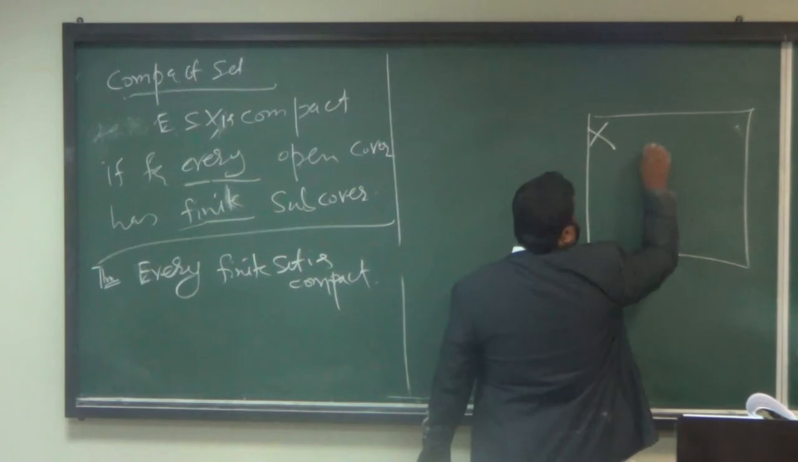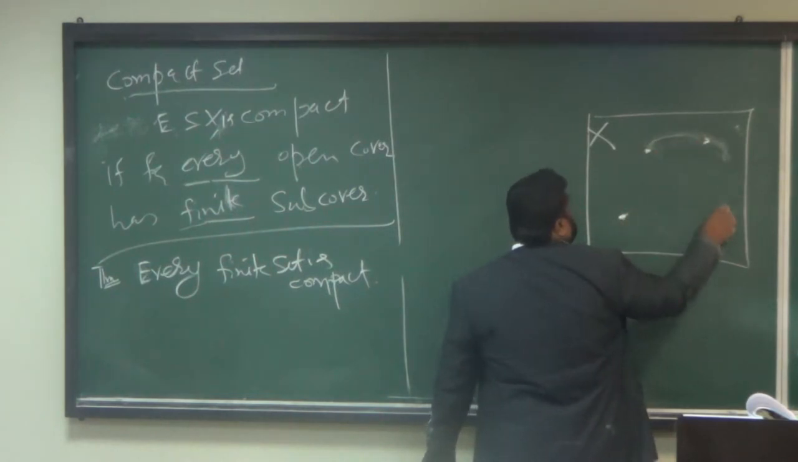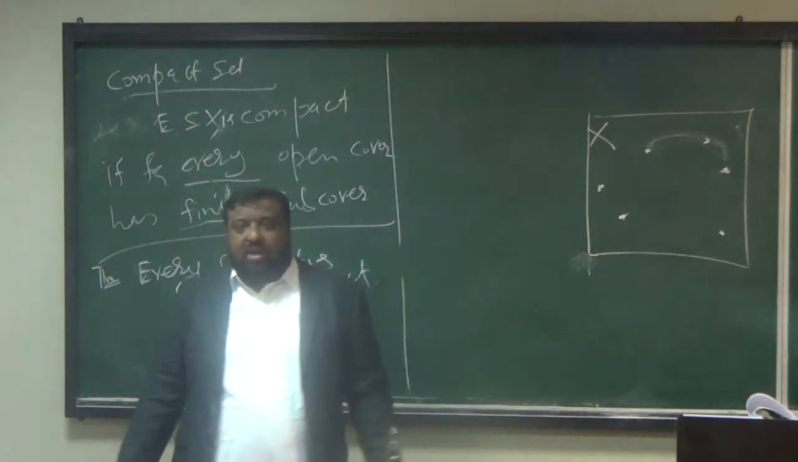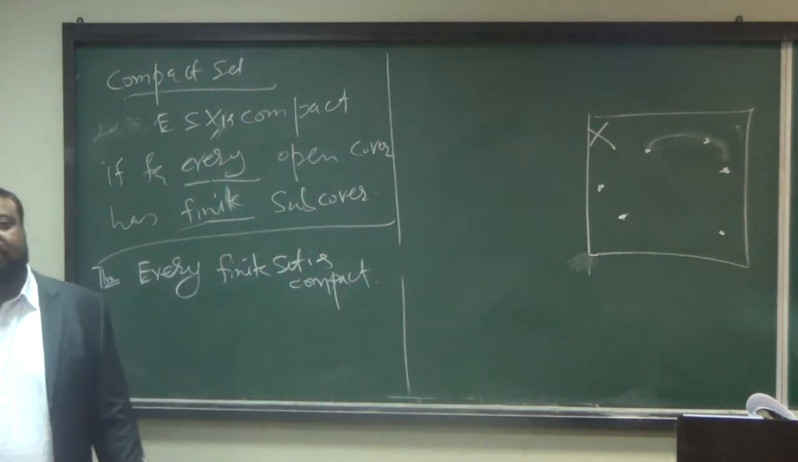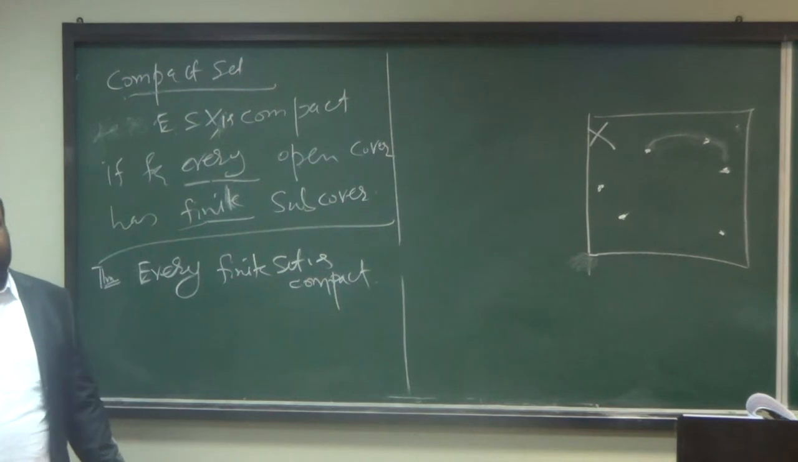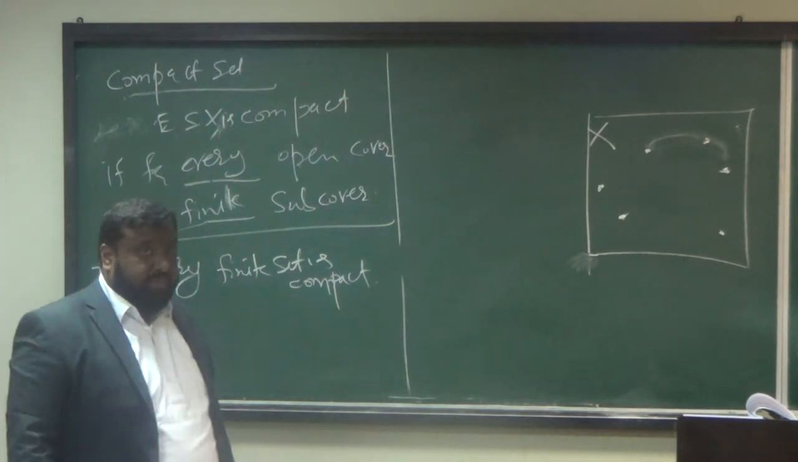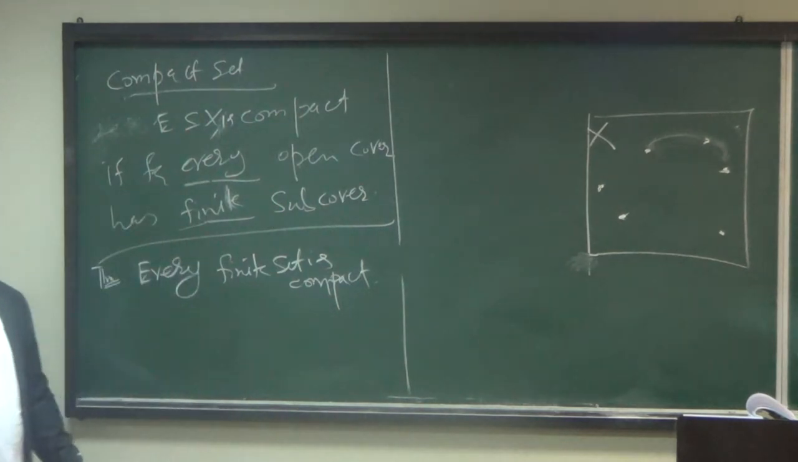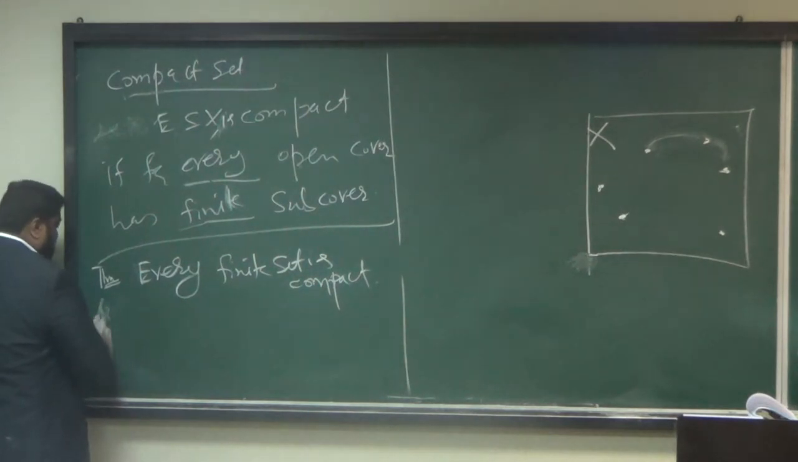So that's my space X and I take some bunch of points. So I have some points basically from this space. Finite set. Why must this set be compact? To cover every point, one cover each. What cover should I take? So the subset, good, finite. It's a very correct way of thinking basically.